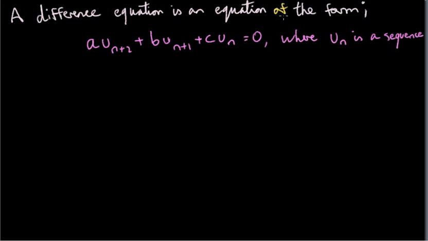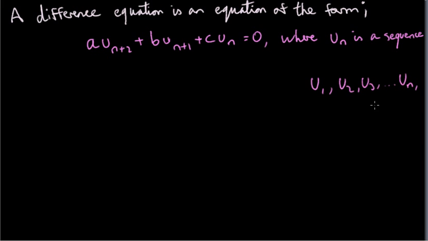A difference equation is an equation of the form a times u_{n+2} plus b times u_{n+1} plus c times u_n equals 0, where u_n is a sequence. A sequence is a function of the natural numbers. The domain of a sequence is the positive integers, 1, 2, 3, 4, etc. So u_1 would be the first term, u_2 the second term, u_3 the third term, and so on. u_n is the nth term.